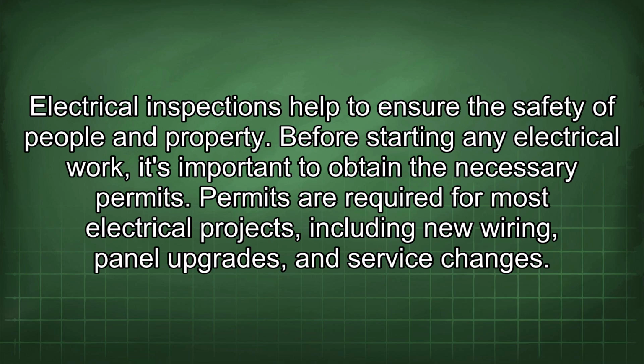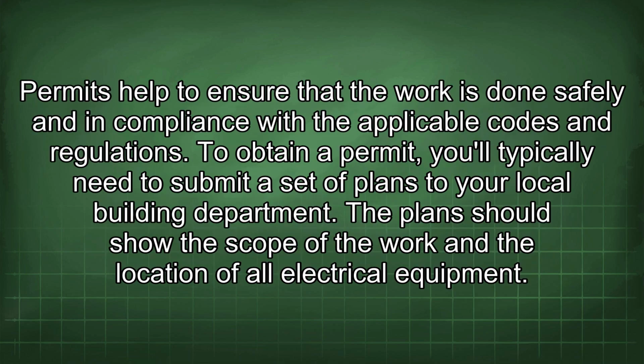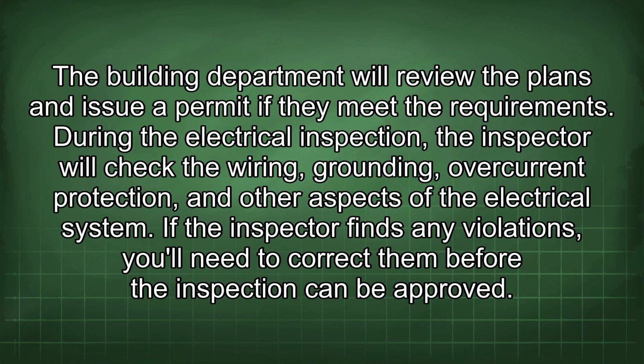Before starting any electrical work, it's important to obtain the necessary permits. Permits are required for most electrical projects, including new wiring, panel upgrades, and service changes. Permits help to ensure that the work is done safely and in compliance with the applicable codes and regulations. To obtain a permit, you'll typically need to submit a set of plans to your local building department. The plan should show the scope of the work and the location of all electrical equipment. The building department will review the plans and issue a permit if they meet the requirements.